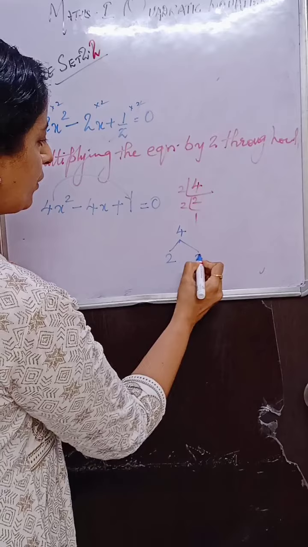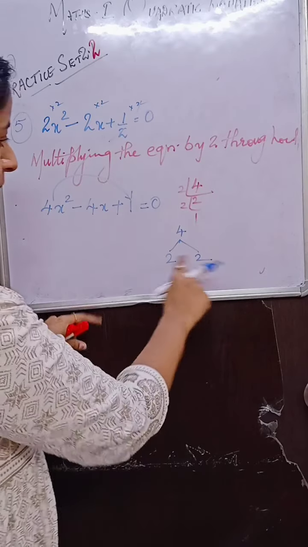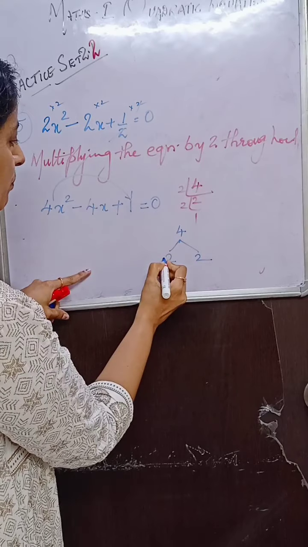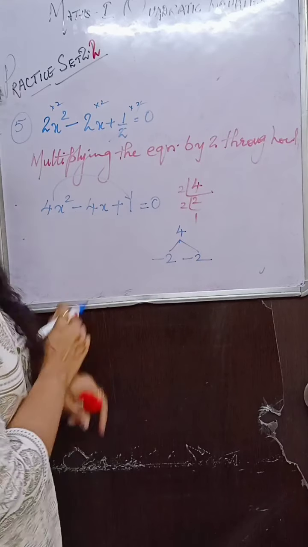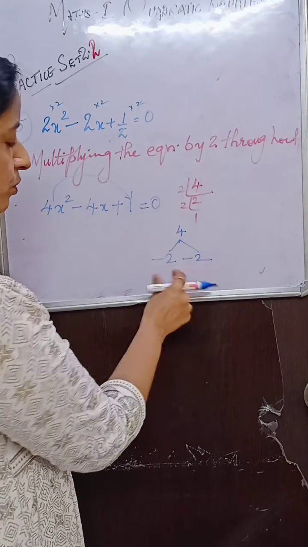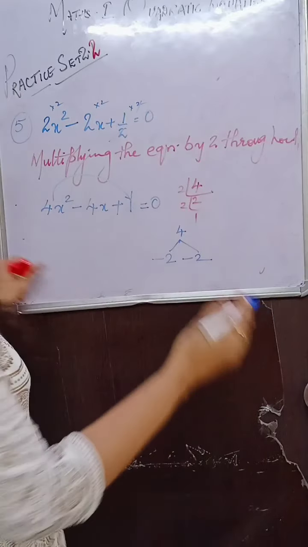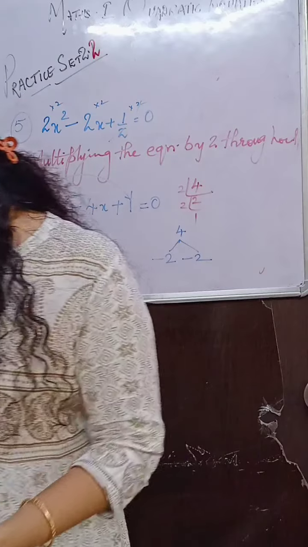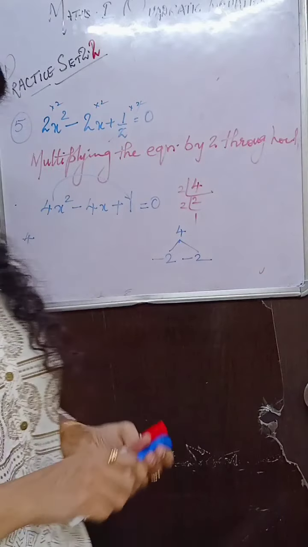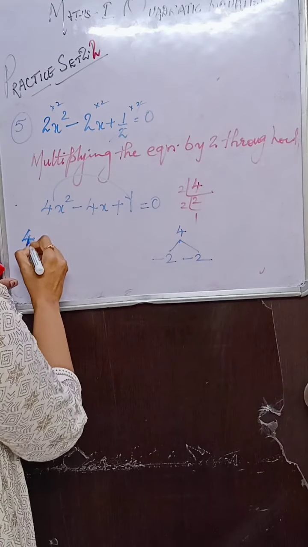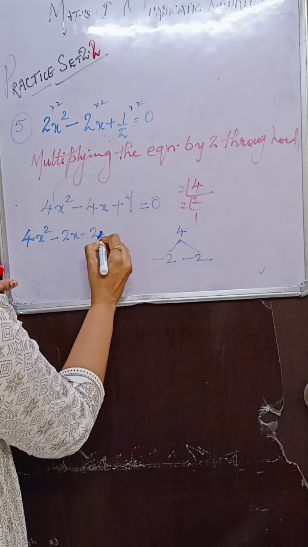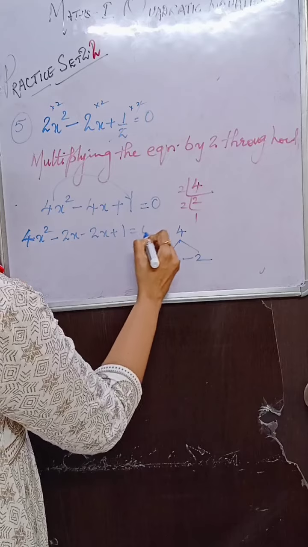Right? When you multiply, you get 4, 2 2s are 4, and when you add, so this should be minus and minus because the middle term is minus, so both will be minus. Minus minus plus. Put it here, so we have 4x square minus 2x plus 1 equal to 0.